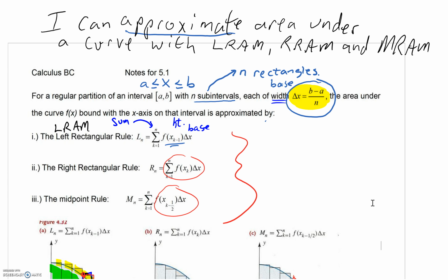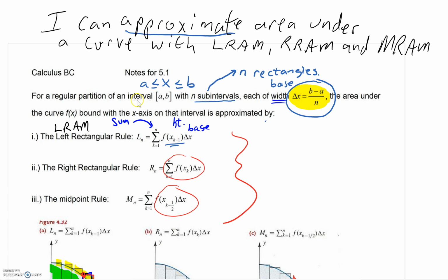But you can see our learning target at the top of the notes here. I can approximate area under a curve with three methods: LRAM, RRAM, and MRAM. And that will stand for the left rectangle approximation method, right rectangle approximation method, and the midpoint rectangle approximation method.